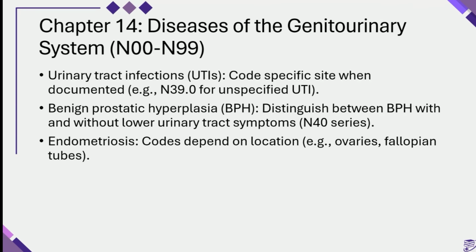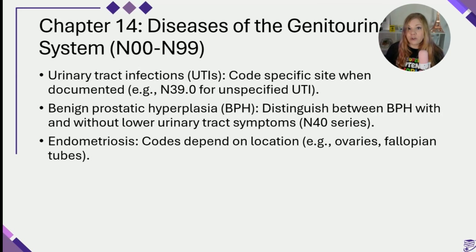Chapter 14 is a big focus of our diseases of the genitourinary system, or codes N00 through N99. Common ones that we are going to see here are things like chronic kidney disease. That's a big focus. CKD is coded based off of the stage, ranging from stage 1 to our end-stage renal disease. But then we also have things like urinary tract infections. So for UTIs, be sure to specify the site when documented. Otherwise, we do have an unspecified code, M39.0. Remember that there is some verbiage in regards to how we code for urosepsis.